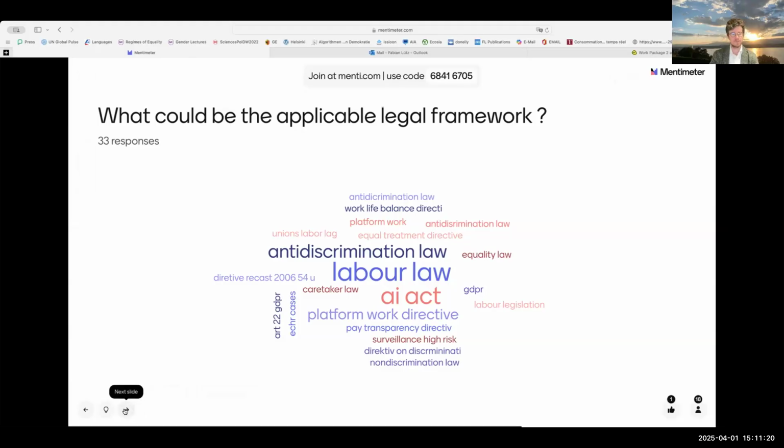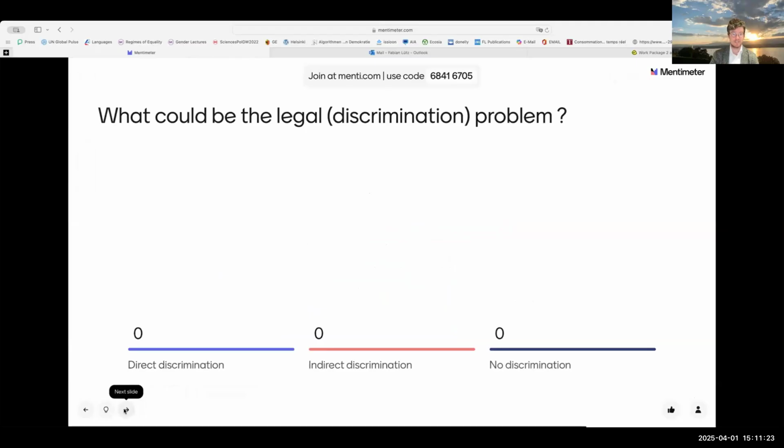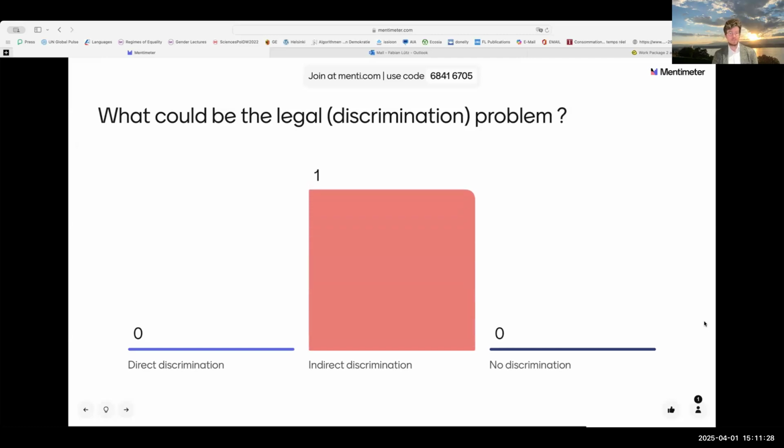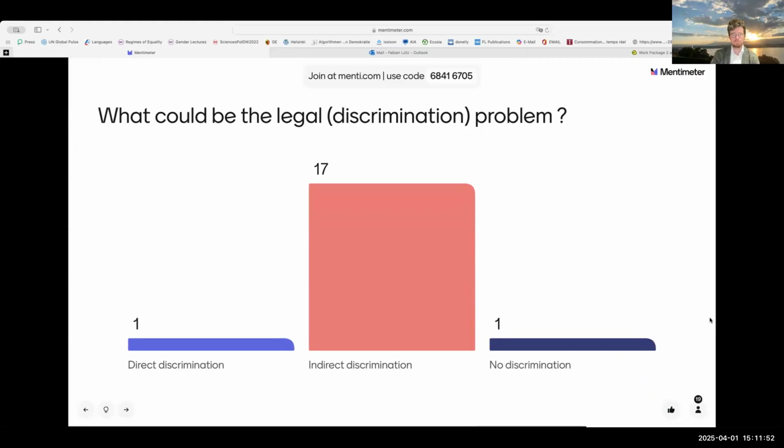So 33 replies. I'm going to move on to the next question, as in the other case. If you can quickly flag whether you think it's indirect discrimination or direct discrimination or no discrimination at all. Because obviously it could be justified. It could be a very good reason for doing so. Oh, one person says no discrimination. I will not call out this person to explain why this is the case.